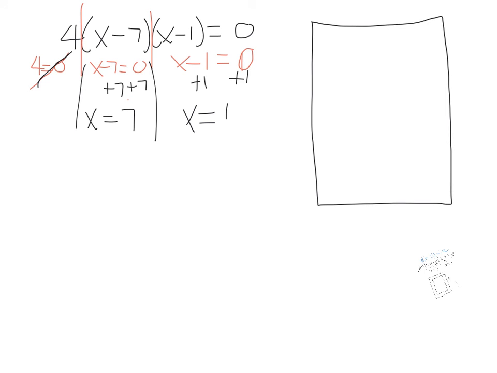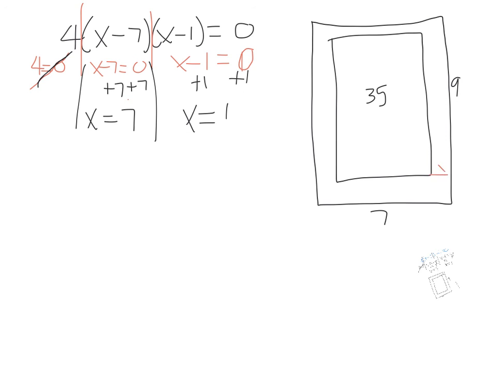So we go back to our original picture, which had a big rectangle, which was 7 by 9, and then it has a smaller rectangle. The smaller one had the area 35, and x represented this width, and it's the same, that width would all be x. So if this whole width right here is 7, then this little tiny spot right here, x, could not be 7. So this answer, because it doesn't make any sense, you cross it out. So that means this one has to be the one that works. So x does equal 1.